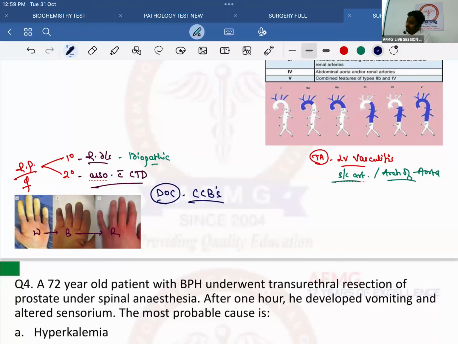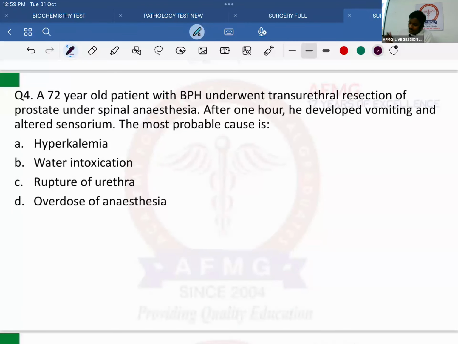Next, a 72-year-old patient with a BPH. What is BPH? Benign prostatic hyperplasia. Underwent a TURP. What is TURP? Transurethral resection of prostate. What do we do? We go inside the urethra, and with the help of a laser, we burn the enlarged prostate, beta. Okay? Under spinal anesthesia, it was done. After 1 hour, beta, the patient develops vomiting and there is altered sensorium. Vomiting and altered sensorium. The most probable cause?